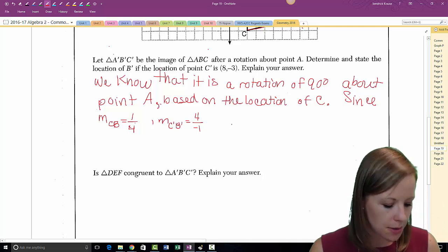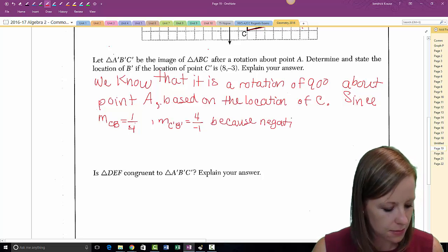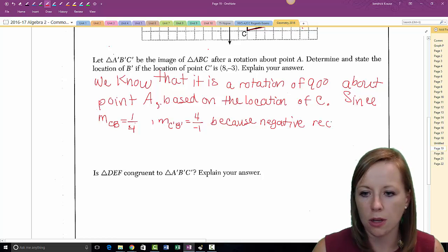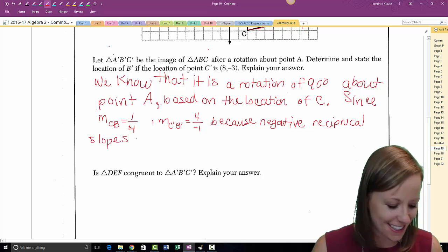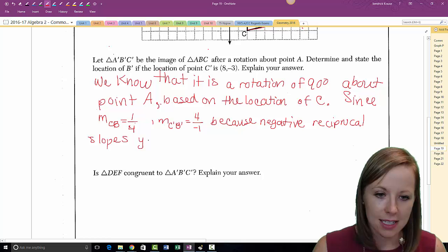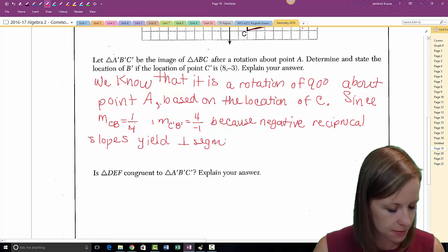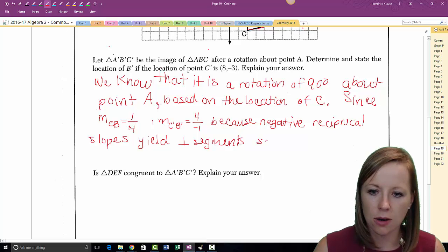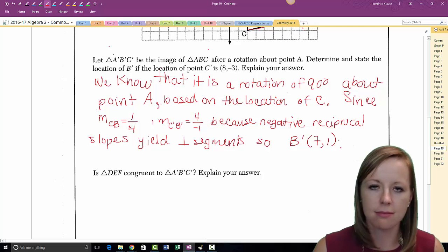Okay, because negative reciprocal slopes yield perpendicular segments. My writing is just killing me on here. So B prime is 7, 1.